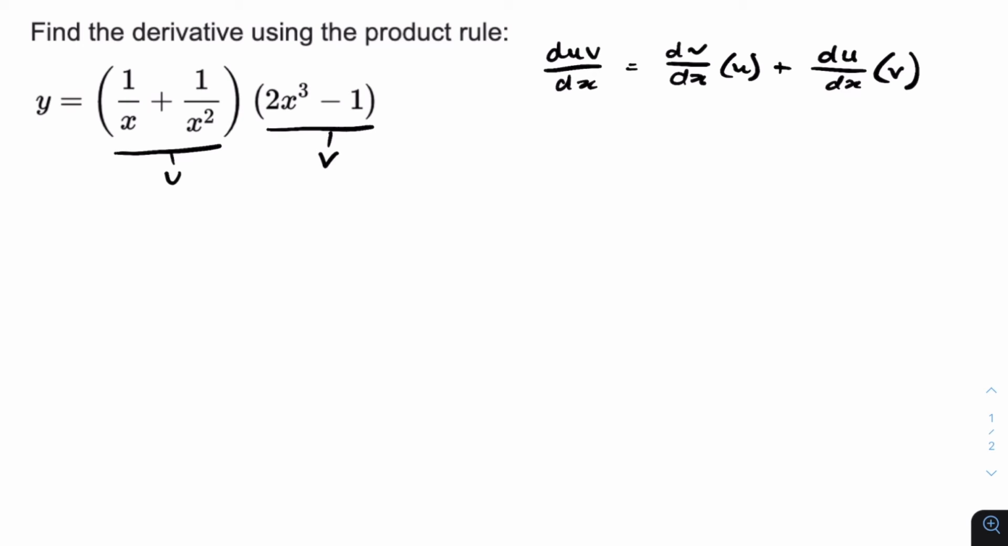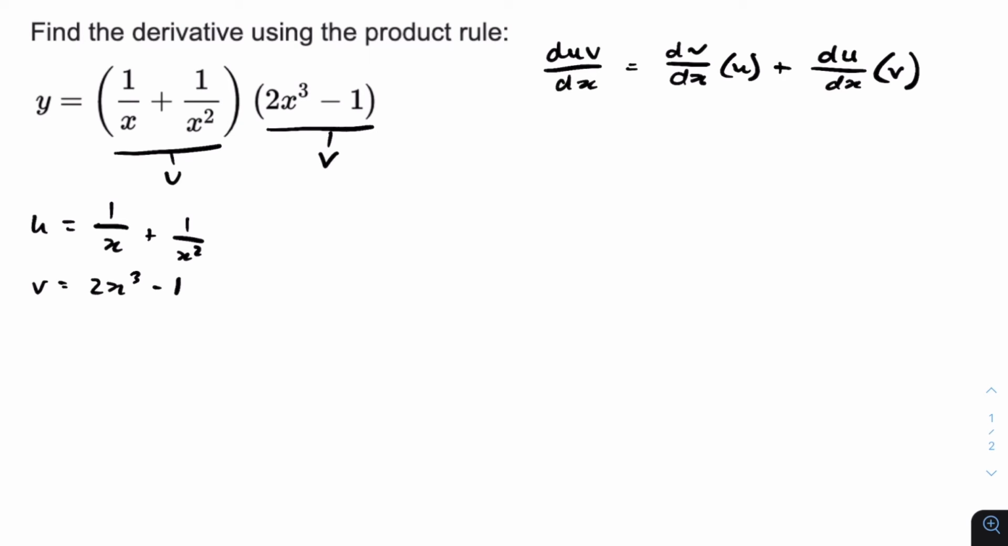We've identified our values of u and v: u is 1 over x plus 1 over x squared, v is 2x cubed minus 1. So we may as well just write them down. u is 1 over x plus 1 over x squared, v equals 2x cubed minus 1. What's great about this question is that we don't have to use the chain rule as well. We can really just use the product rule.